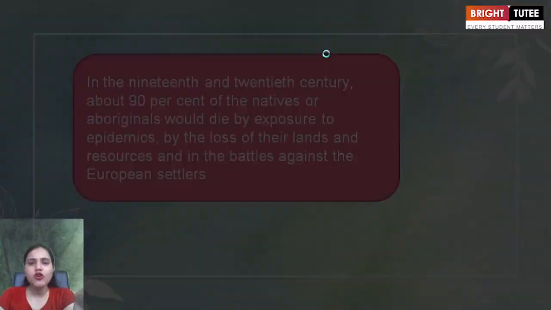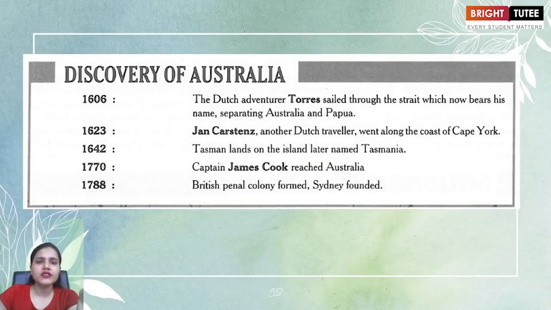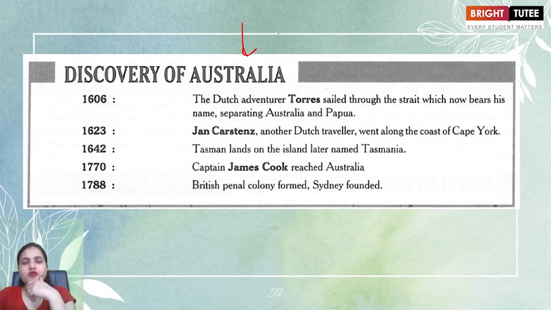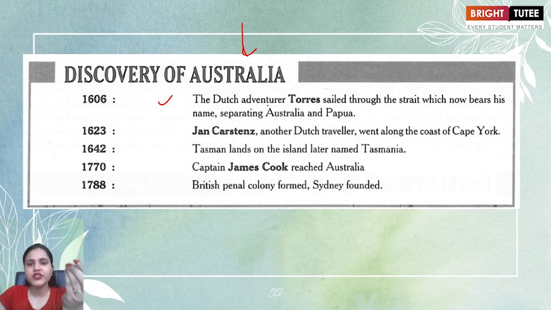Okay. So just have a look at this important box for the discovery of Australia, the timeline that you need to remember here. We see that in 1606, there was a Dutch adventurer, Torres, who sailed through the strait which now bears his name, separating Australia and Papua. So this is an important and interesting fact that you must know.